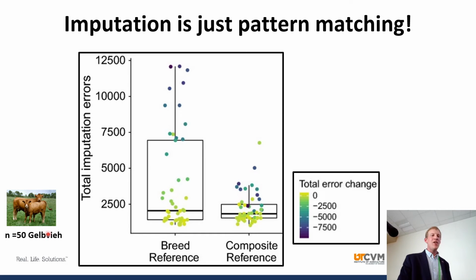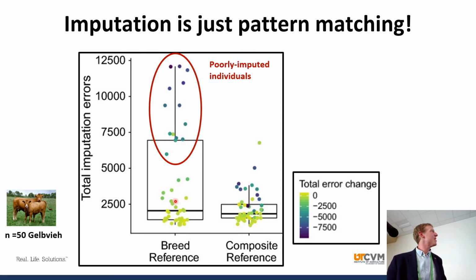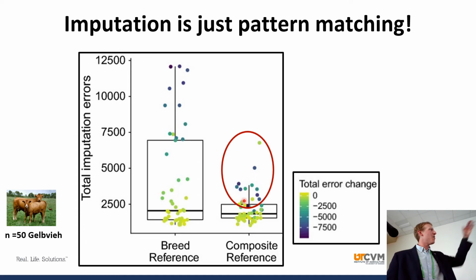We look at these Gelbvieh individuals and we ask how many imputation errors do we make on a per individual basis. And so this is the number of errors. Each dot is an individual animal, the number of errors there on the y-axis that we make in imputation. And what you'll see is that with using a breed-specific reference, there's a handful of these individuals that impute pretty poorly, okay? But when we add in the composite reference, we see that the number of errors decreases quite a bit for these individuals that we impute poorly. But the other thing to take away is that by adding in this composite reference, we don't do any worse on these animals that already got imputed well using the breed-specific reference.